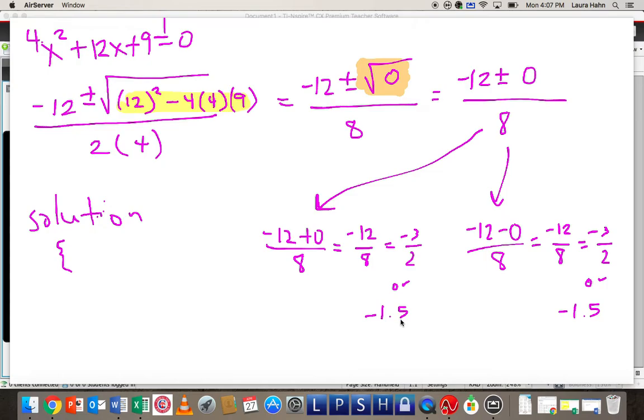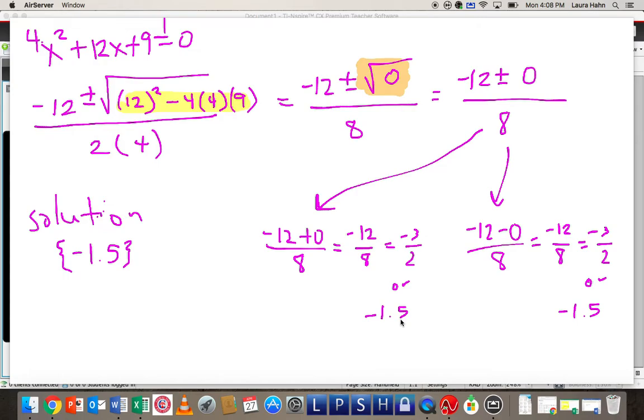So you don't have to write it twice. You're only going to write it once. I mean, if you put negative 1.5 comma negative 1.5, I wouldn't count you wrong, but it's the same number. It's only touching the x-axis at negative 1.5.